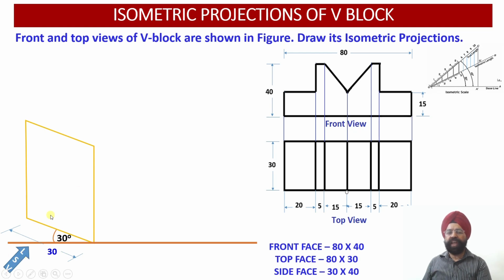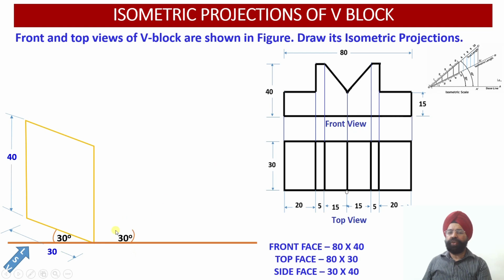Why? Because we are looking from the left hand side onto this particular face which is going to represent the side view of this V block. Now please check, this is the height which is equal to 40 millimeter. So one face of the 3D object, that is the V block, we have drawn onto the isometric scale. Now let us complete the front face.